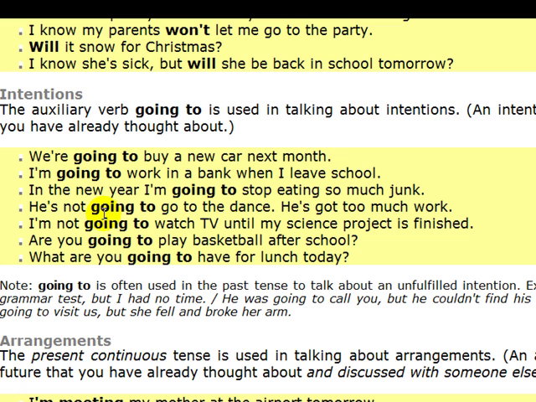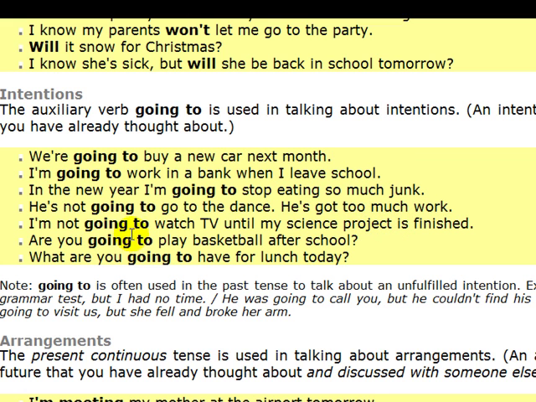He's not going. Here we have the negative aspect. We keep the word going, but we put not in front of the word to make it negative. He's not going to the dance. He's got too much work. I'm not going to watch TV until my science project is finished.